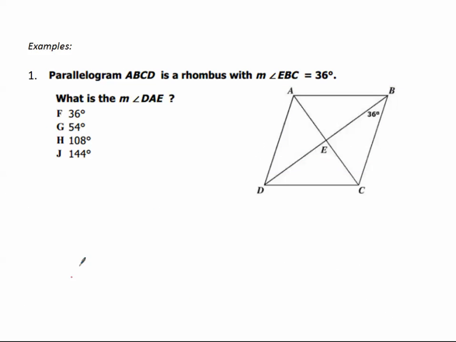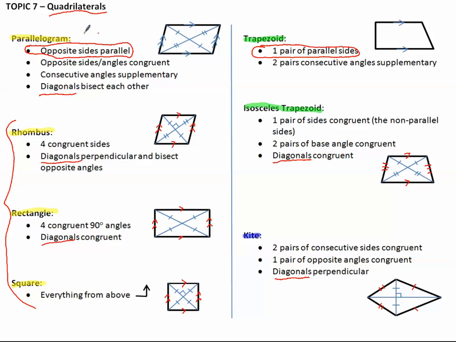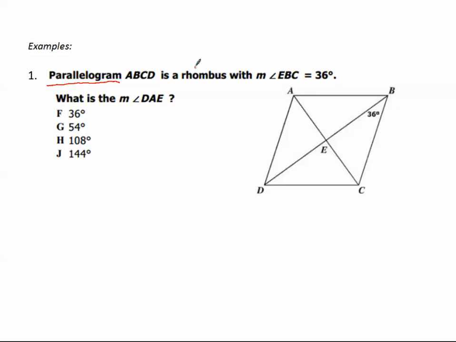Let's try some problems. First thing you always want to pay attention to is, do they tell you what the shape is? If they do, like in this one, this is a parallelogram, that means you automatically get your parallelogram properties, nothing else. So we have a rhombus.